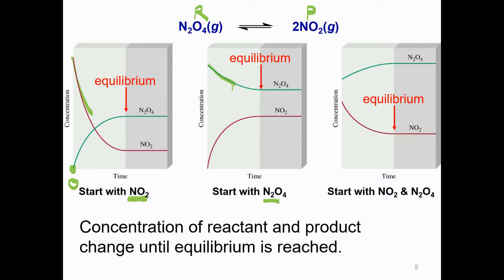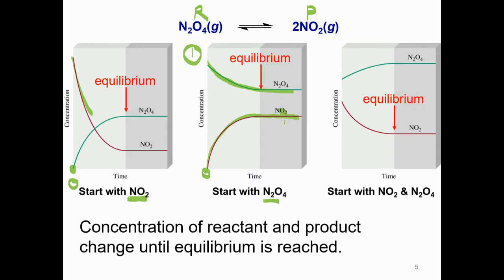I think just now I mentioned something wrong. Ignore what I said just now. I will restart again. I will start with this one first. Reactant N2O4 will slowly reduce until it reaches equilibrium. Then NO2 is the product. The product starts at 0 and then slowly increases until it reaches equilibrium.